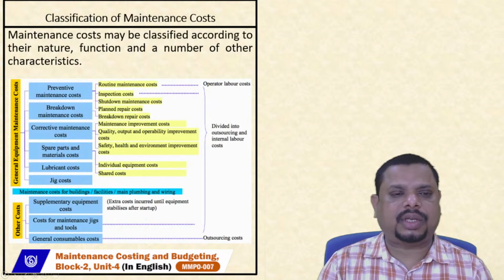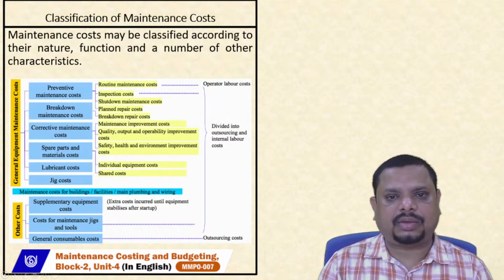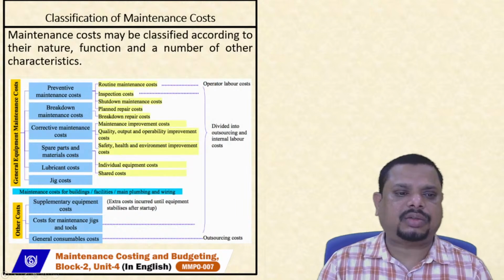So in case of general maintenance cost, we have preventive maintenance cost. The second one we have is known as breakdown cost. The third one we have is corrective maintenance cost. The fourth one we have is spare parts and material cost. The next one we have is lubricating or lubricants cost, and the last one is the cost involved in case of jig and fixtures.